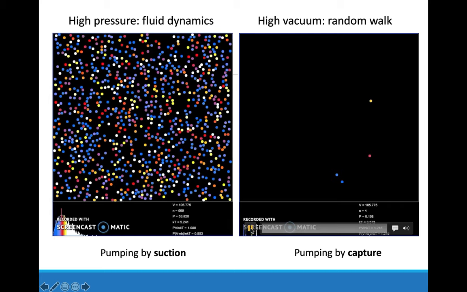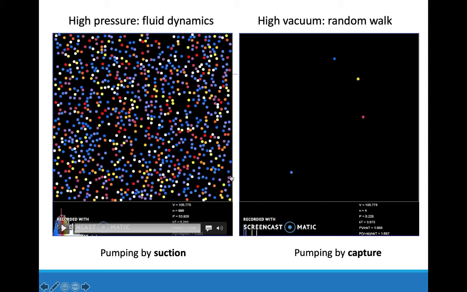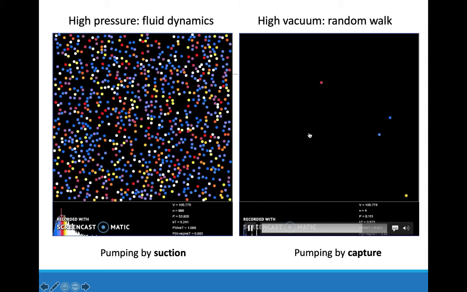However, in high vacuum, the molecules act independently of each other, which means that you cannot pump at one location. You have to catch these particles one by one. And this is usually harder to do than simply putting a powerful pump at one location. So here the physics is somewhat different, and for that we need a different simulation tool.